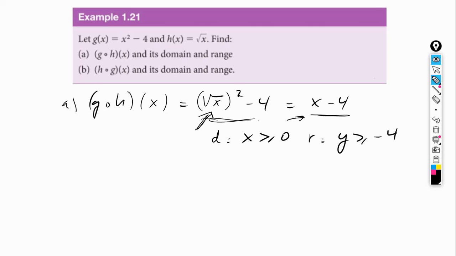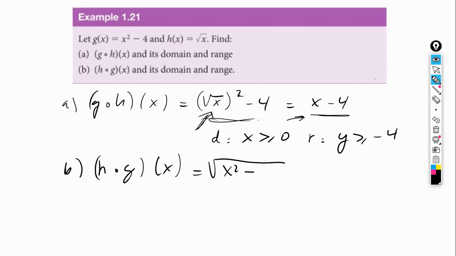So now let's do it the other way around, where they ask h of g of x. So here we plug g of x inside of h of x. So we're going to get the square root, I should say, of x squared minus 4. So what would be the domain? Well, the domain is restricted by g of x, and also the fact that we have a square root. So because we have a square root, it means that x squared minus 4 must be greater than or equal to 0.